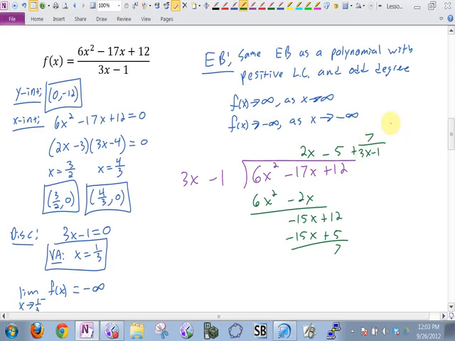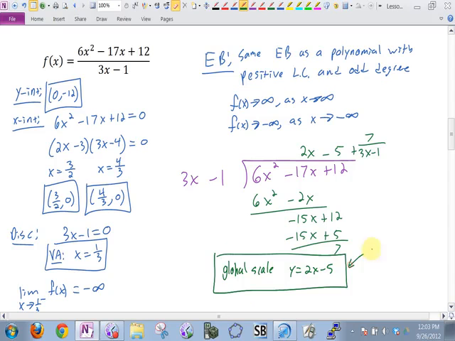That means as x gets huge, this function looks more and more like, we're going to call this the global scale, y equals 2x minus 5. That is the line that this function is trying to look like. And because it is a line, you will often hear people call this the slant asymptote or oblique asymptote.